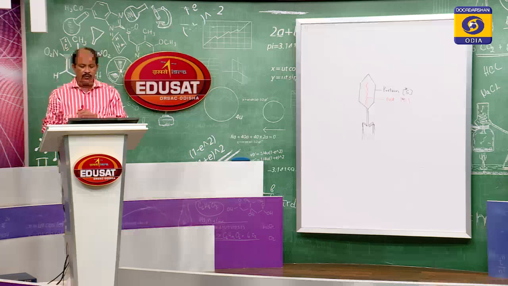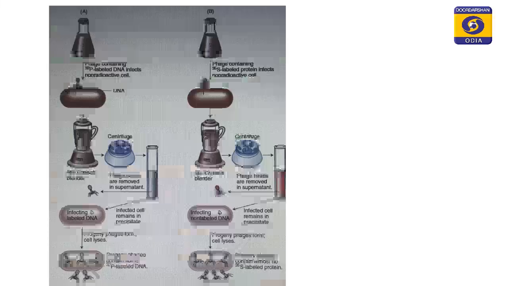So, now look at this diagram. In this diagram there are two batches. In one batch, in diagram A, that is labeled with P32, ultimately at the end the P32 appeared inside the bacterial cells, because the bacteria settled to the bottom upon centrifugation, and the radioactivity was found in the pellet, and on further production of new phages, P32 appeared in the progeny phages.